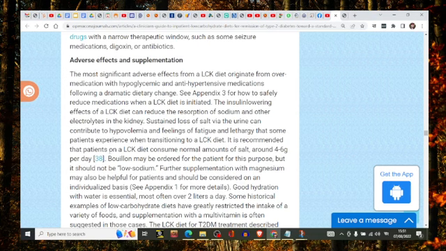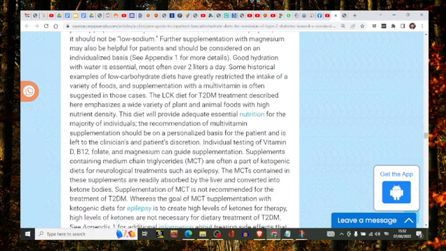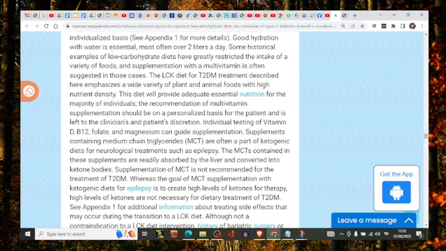It is recommended that patients on LCK diet consume normal amounts of salt, around 4 to 6 grams per day. Bouillon may be ordered for the patient for this purpose, but it should not be low sodium. Further supplementation with magnesium may also be helpful for patients and should be considered on an individual basis. See Appendix 1 for more details. Good hydration with water is essential, most often over 2 liters a day.